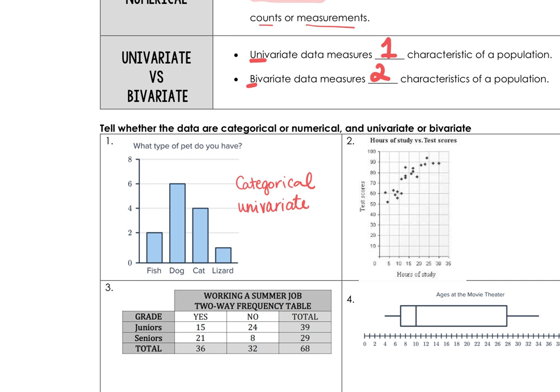So we are collecting data on a category and only asking one thing. What kind of pet do you have? So univariate.